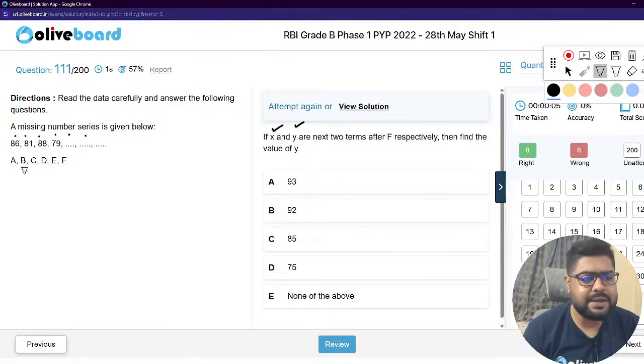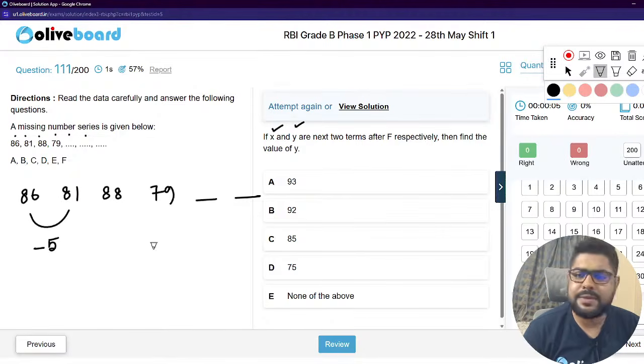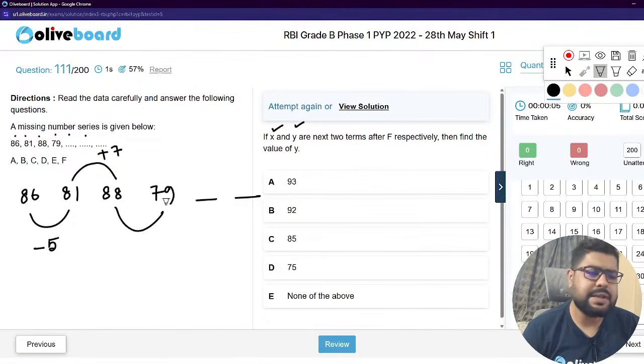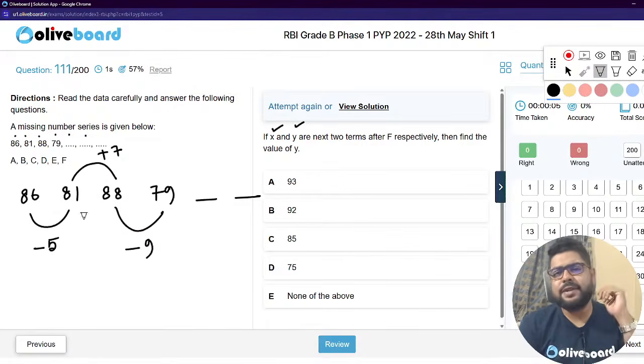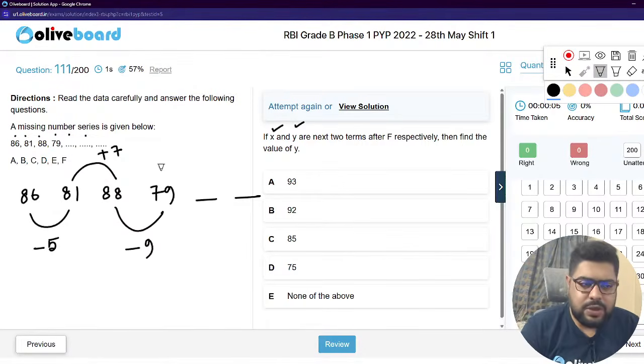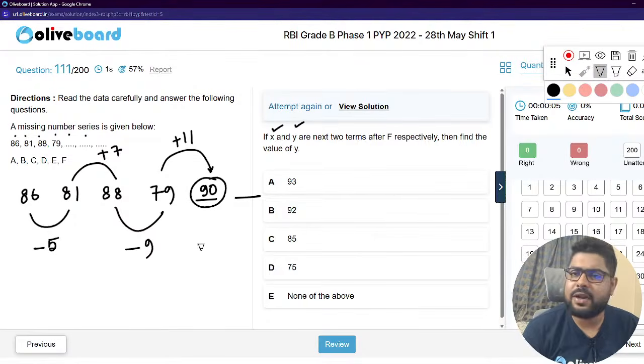Sir, is there any pattern that you can see? I'm just writing it here: 86, 81, 88, 79. The gap is -5, then +7, then -9. It is very clear that odd numbers with alternating plus and minus are happening. So the next term can be 79 plus 11, that is 90. This is one of the terms.